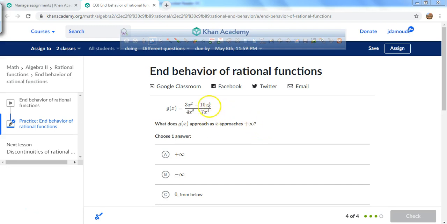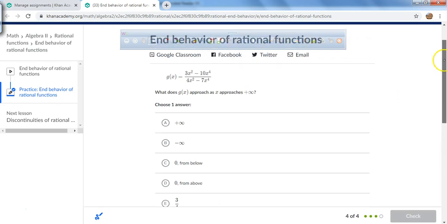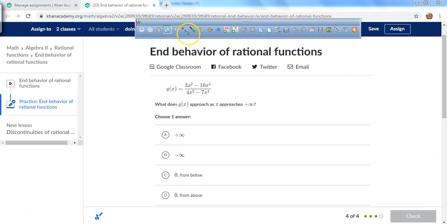So what we're going to do is take this function and put it into Desmos, and show you guys what it's talking about when it's talking about in behavior, okay? But there's stuff that you can also realize without having to type it into Desmos. We have different options here, okay? We have different numbers: it's approaching positive infinity, negative infinity, 0 from below, 0 from above, 3/4, and 10/7.